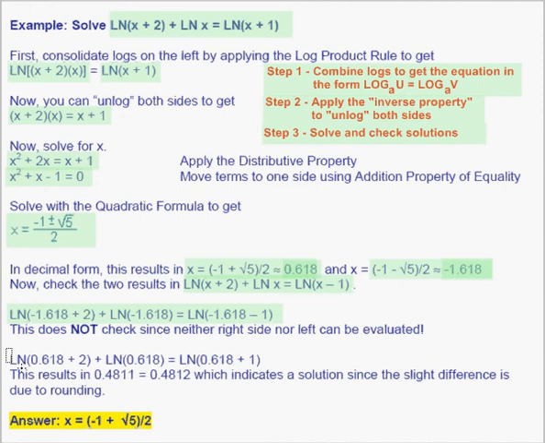We plug that in and we get natural log of 0.618 plus 2 plus natural log of 0.618. Does that equal natural log of 0.618 plus 1? If you plug that in your calculator, you get 0.4811 on the left side and 0.4812 on the right side. And those answers are close enough because we rounded our answers, and that's why we're just a 10,000th off. So we can conclude that our first answer of x equals negative 1 plus square root of 5 over 2 is indeed our solution.